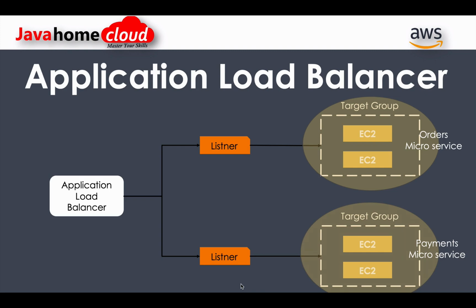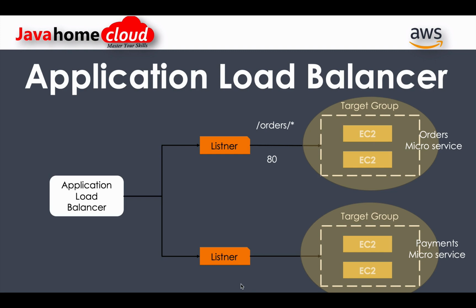Of course, we can have one listener and make all routing decisions. In this example, I'm showing two listeners, which is created for two different microservices. The routing can happen based on the path. That is, when request comes to ALB and containing orders in the path, it is routed to orders microservice.